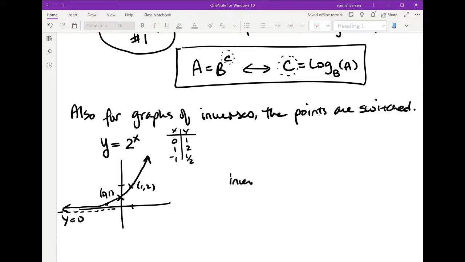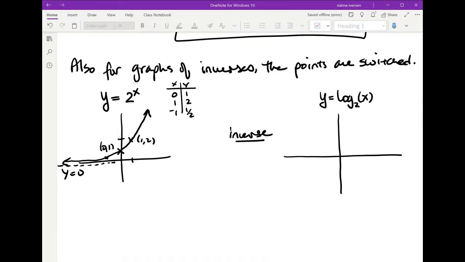When we want to do the inverse of this thing, and we are graphing y equals log base 2 of x, notice that all the points are going to be switched. Everything x becomes y, and everything y becomes x. It's going to go through 2, 1 instead of 1, 2. It's going to go through 1, 0 instead of 0, 1. It's going to go through 1 half, negative 1, rather than negative 1, 1 half.